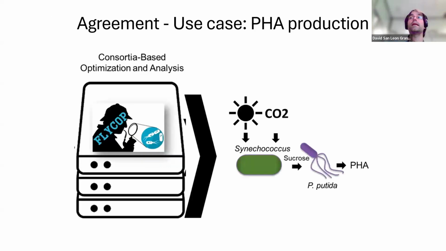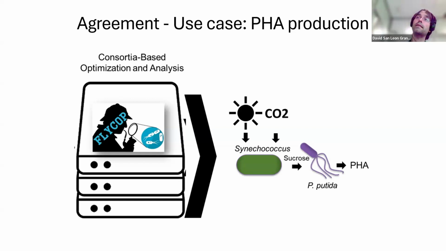So I will show you a small use case that we did. In that case, we used a small microbial consortium where we have Synechococcus, a cyanobacterium that can use light and CO2 to produce biomass.